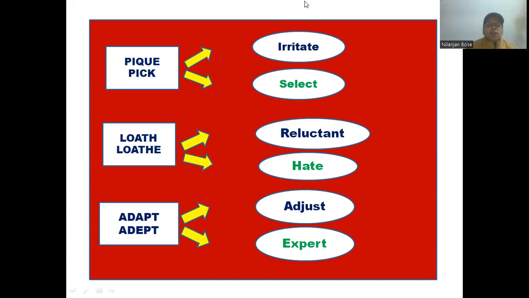That's why I have let you know this particular word. So here this word is PICK, it means irritate, and PIQUE, pick, similar sounding, but actually it means select, right? So let us move to the next pairing words.